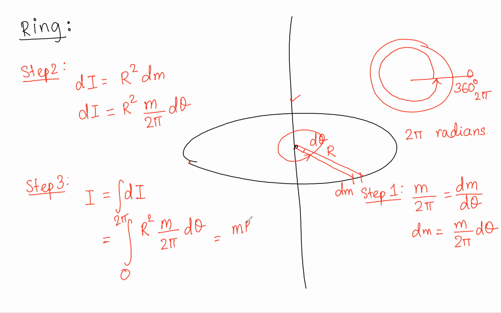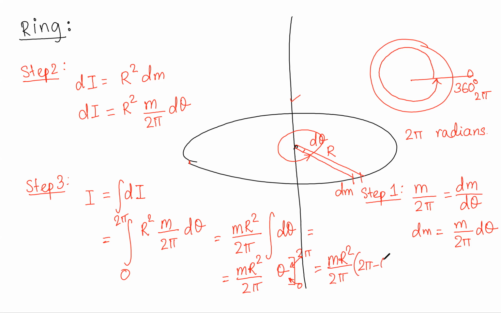So m r square divided by 2 pi, all of these are constants, integration of d theta. So what's the integration of d theta? It is just theta. So you will write m r square divided by 2 pi, and the integration of d theta is simply theta from 0 to 2 pi. So you will put 2 pi, you will put 0. So you will get m r square divided by 2 pi into 2 pi minus 0. So how much will it be? This 2 pi and this 2 pi will cancel. So the moment of inertia of a ring is simply mr square.